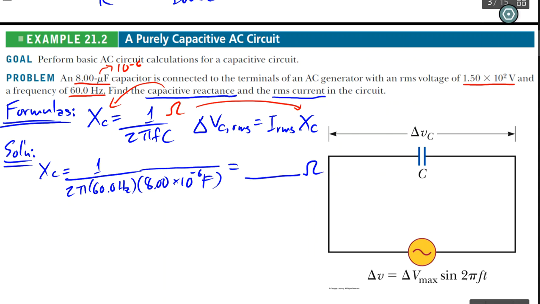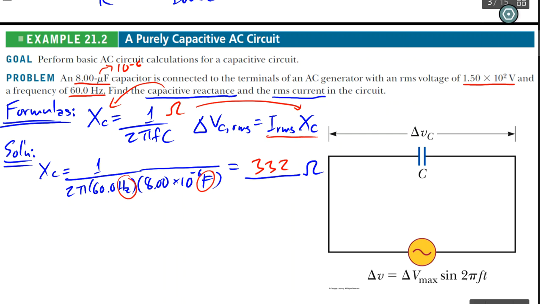Put that in red. Okay, don't ask me how hertz and farads become ohms, but I'm pretty sure they do. I'm sure that you can show that, but I'm not going to show that right here now. Just take that it is equal to ohms for now.